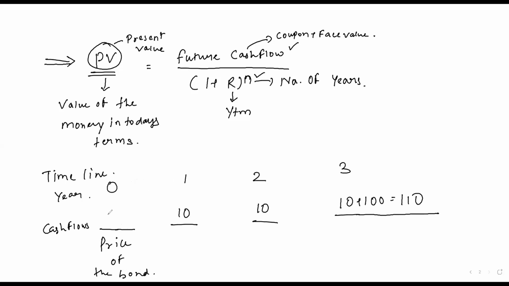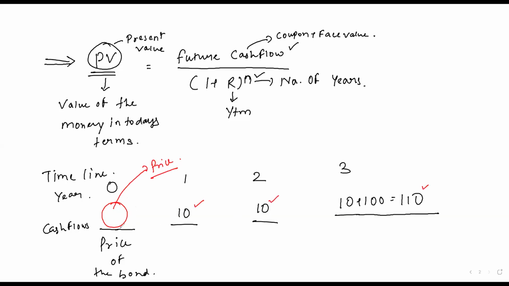So as an investor, you will be paying something as of today, and you will be getting future benefits of it. This is the price that you need to find out, that you will be paying today, and you will be getting the future benefits of the price that you have paid today. So these are the future benefits: 10 rupees, 10 rupees, and 110 rupees.